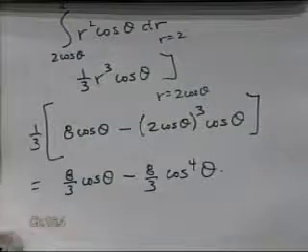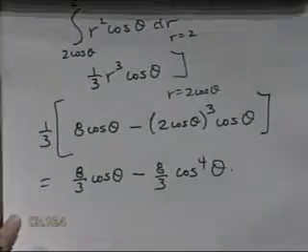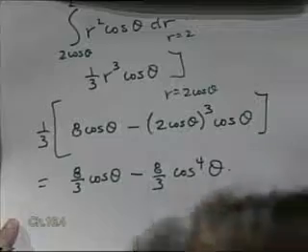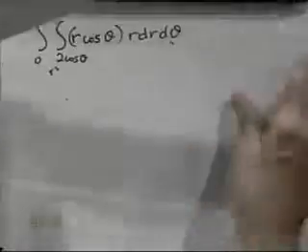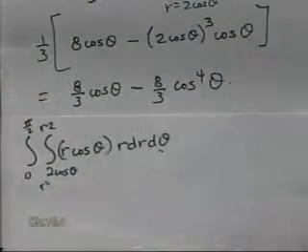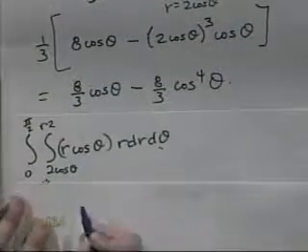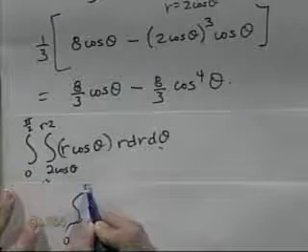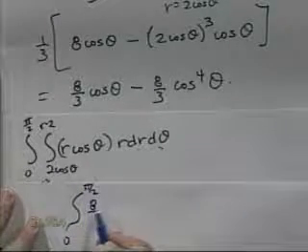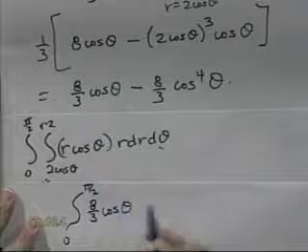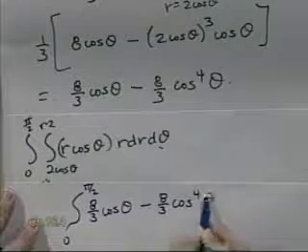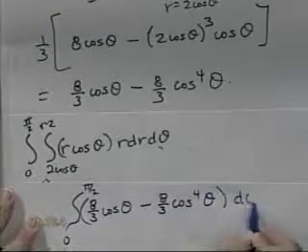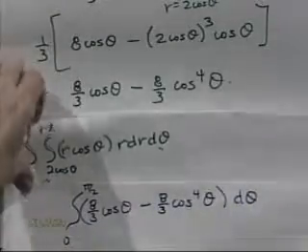All right? I want to have time to look at other things, so I'm just going to comment what we need to do to finish this integral, to do the outer guy. The outer guy is going to be the integral from 0 to pi over 2, 8/3 cosine theta minus 8/3 cosine to the 4th theta d theta. Okay, that's the outer guy.